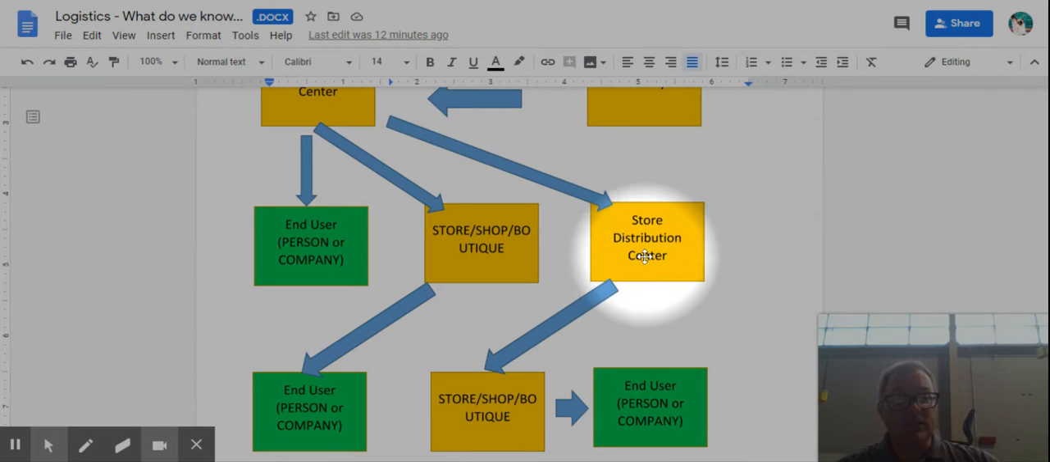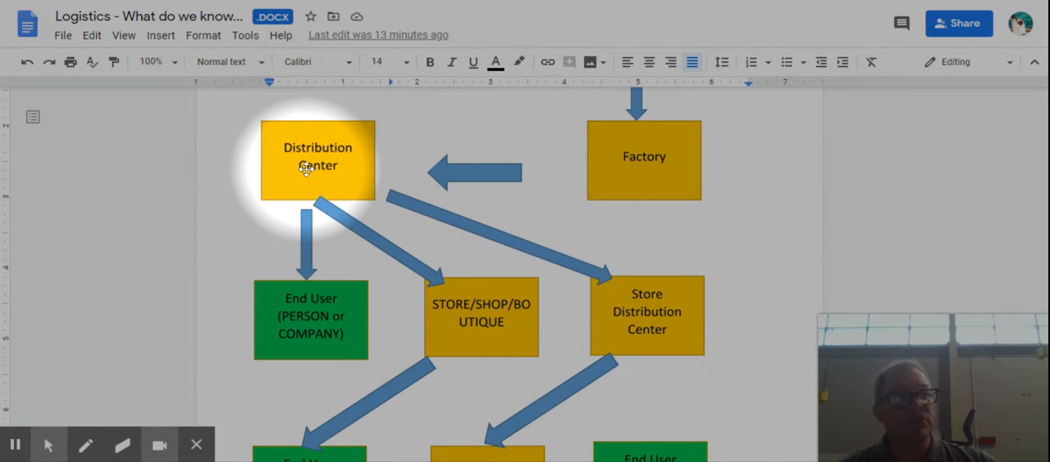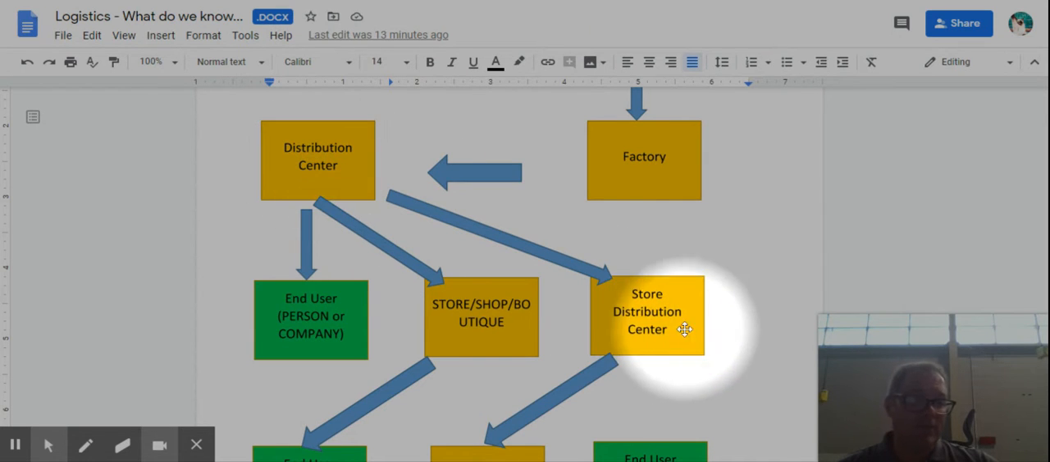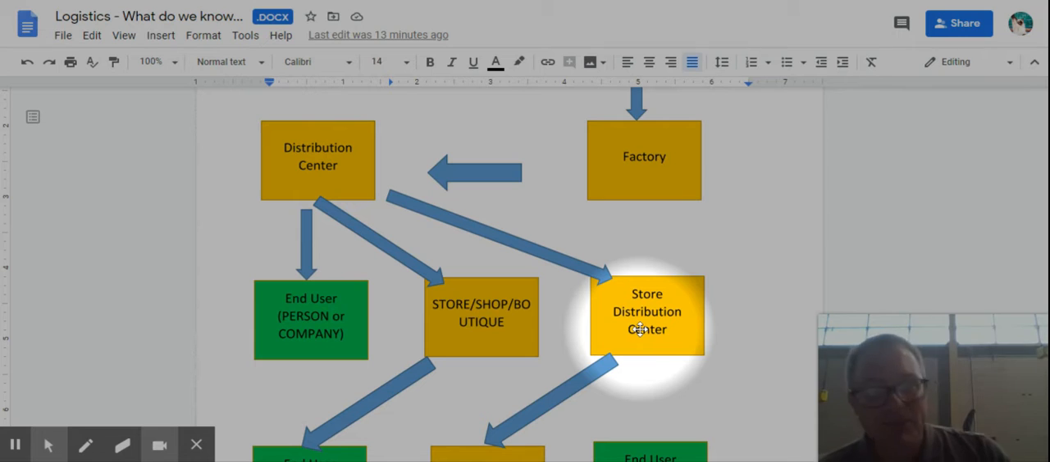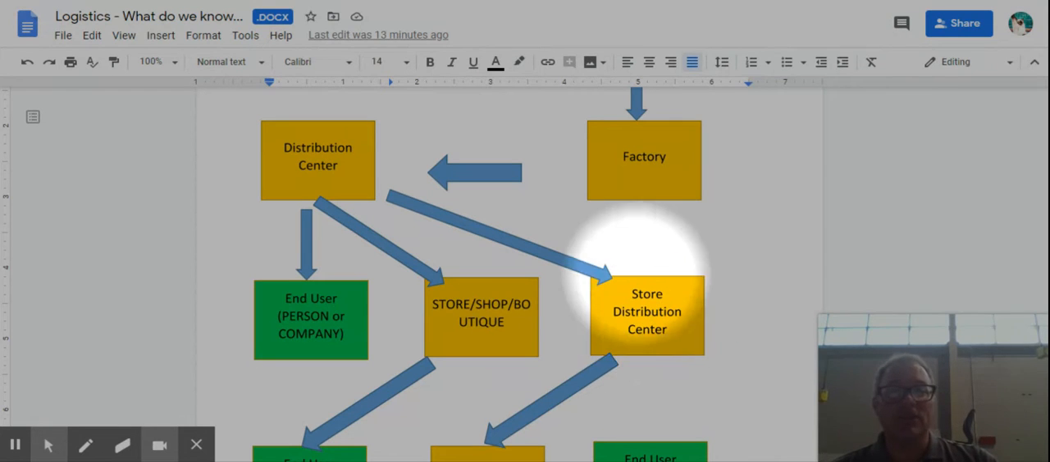However, if this regional or store distribution center starts to get low on corn, they're going to bubble it back up to the distribution center, and they will then send a massive load of cans of corn to the regional distribution center, or at least enough to get them through maybe a week's worth of time.